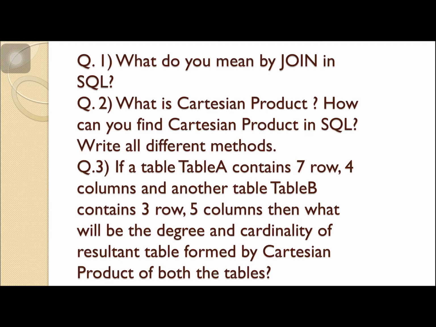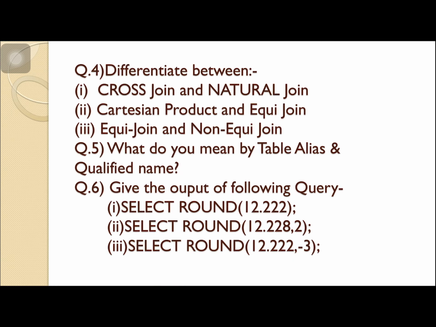First, what do you mean by join in SQL? Next, what is Cartesian product? How can you find the Cartesian product in SQL? Write the different methods. Third one, if a table A contains 7 rows and 4 columns, and another table B contains 3 rows and 5 columns, then what will be the degree and cardinality of the resultant table formed by the Cartesian product of both the tables? I hope you will solve these problems.